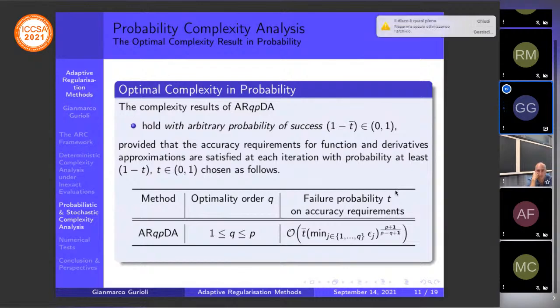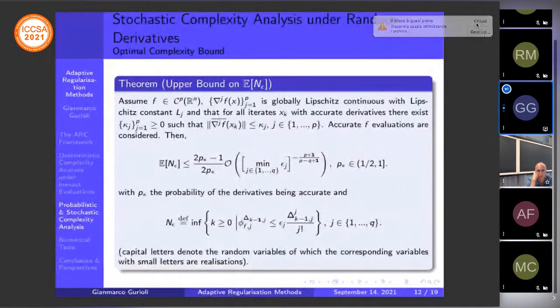Nevertheless, this analysis doesn't give any information about the true decrease of the objective function when the accuracy requirements are not satisfied. This motivates a stochastic analysis of the method, aiming at bounding the expected number of steps needed to reach an approximate q-th order necessary minimizer for the first time. We have ongoing research on that to cope with random function estimates.